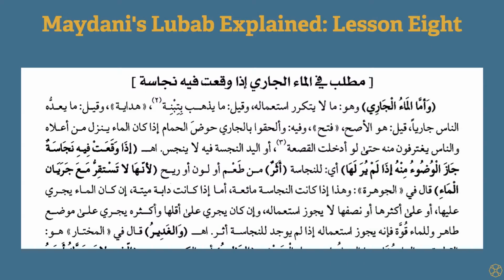So okay, let's see what it says. It says: a topic on flowing water when najasa falls in it. This topic is on flowing water when najasa falls. So first, he says: as for flowing water.